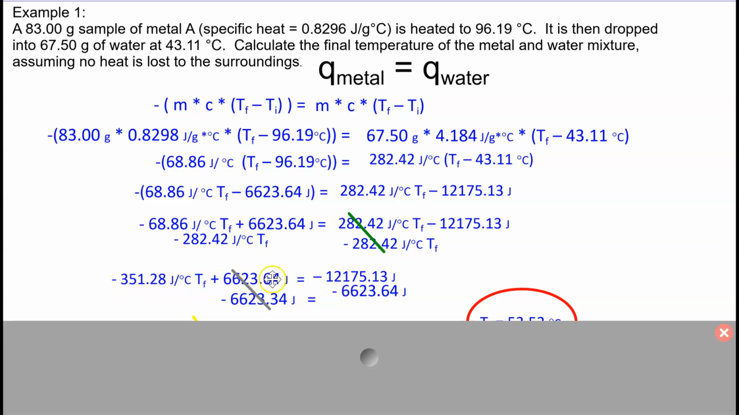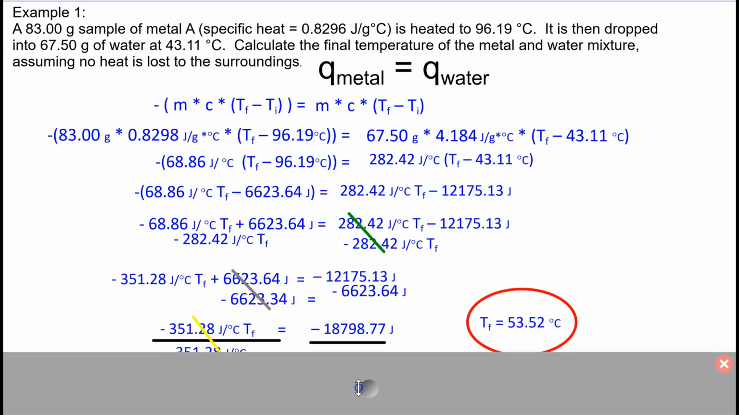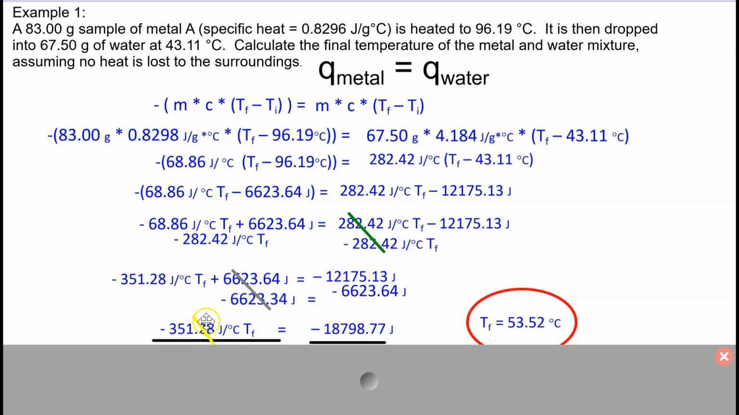Plus the 6623.64 equals this. So now this has to go to this side. So this is the non-TF. So I'm subtracting 6623.64 from both sides. When I do that, I get this piece right here. So this side was from here. This side, the negative 18798.77, was a result of taking this value minus this value. Remember, this whole process from this step here down is I'm combining like terms.